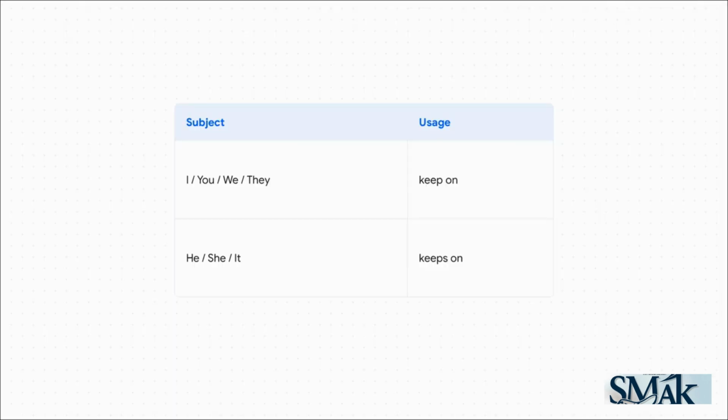So how do you actually choose between keep and keeps? It's all about the subject. If your subject is I, you, we, or they, you use keep on. But if you're talking about a third-person singular subject like he, she, or it, you have to add that S and use keeps on. So it's they keep on playing, but he keeps on playing. Nail this, and you'll instantly sound way more natural.